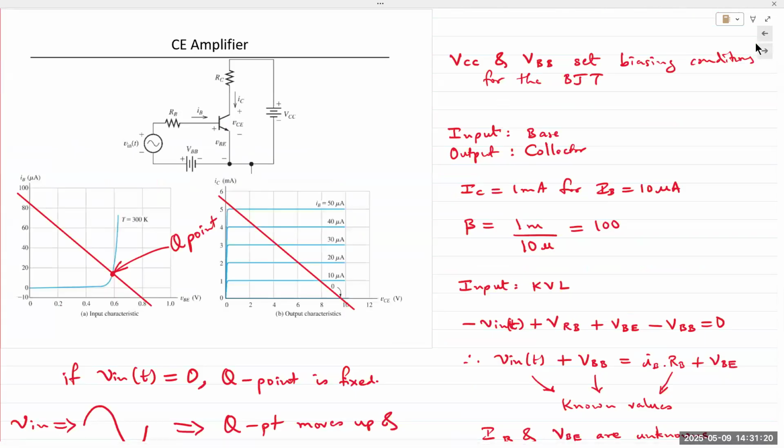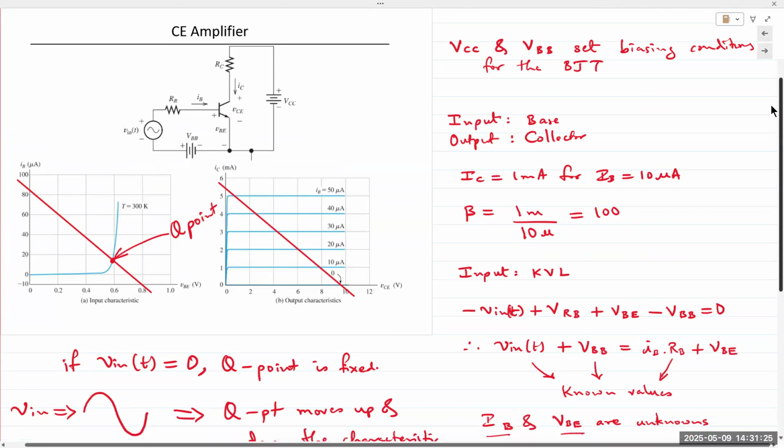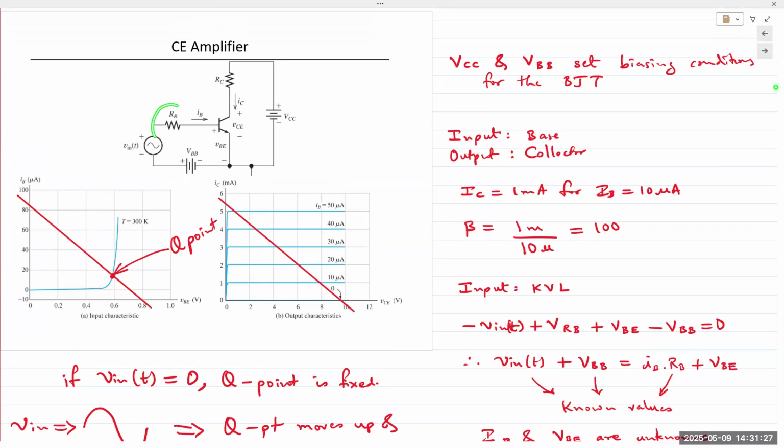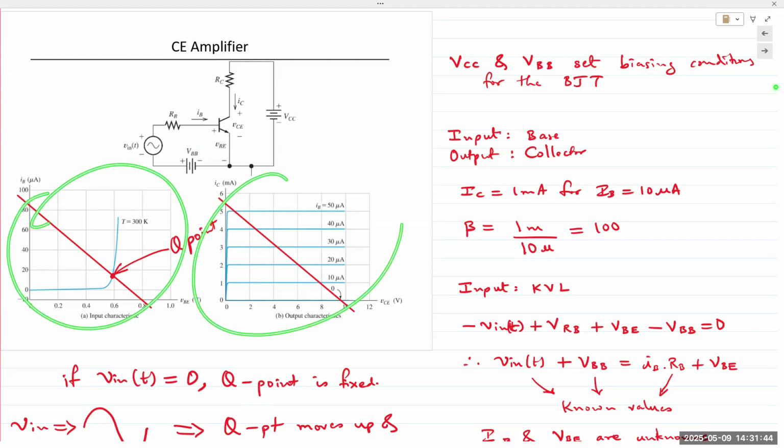Nevertheless, let's perform an analysis and see what we can obtain in the output, right? So we have one base resistor, one collector resistor, biasing voltage VBB, biasing voltage VCC on either side. And then we have an AC input signal Vin of t. The input characteristic and the output characteristic are already given to us. We wish to plot load lines and then determine the output for a given input. Okay.